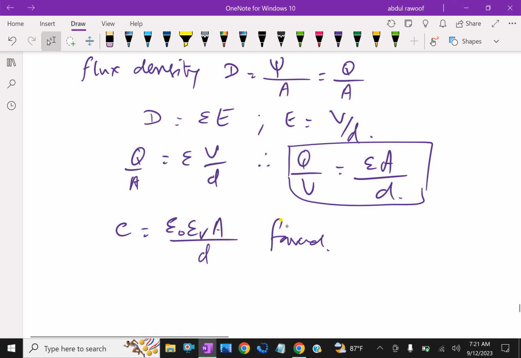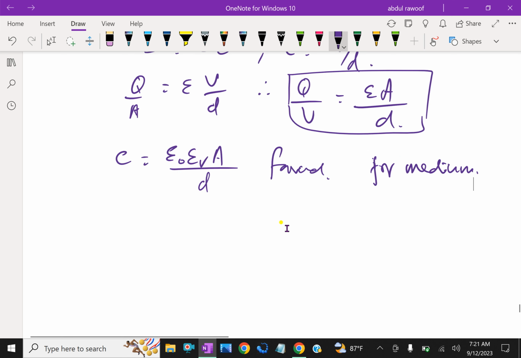This is for one medium. The same, with epsilon R equal to 1 because it is now an air medium, is epsilon 0 A over D farad for air.